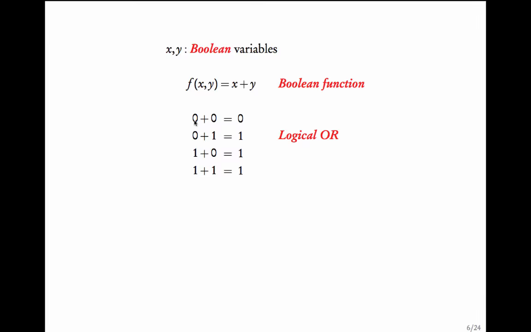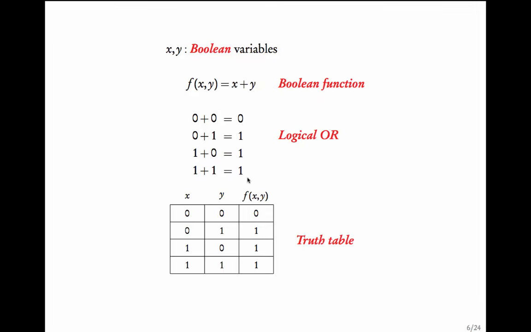So if you look at it as false and true, if you have false or false, it's going to be false. False or true will be true. True or false will be true, and true or true will be true. And this is the truth table corresponding to this Boolean function. When x and y are 0, f of xy is 0. 0 and 1 will be 1. 1 and 0 will be 1, and 1 and 1 would be 1. So this is the standard truth table for the logical OR.